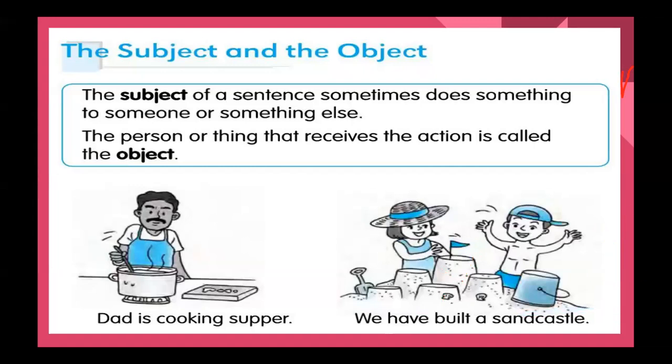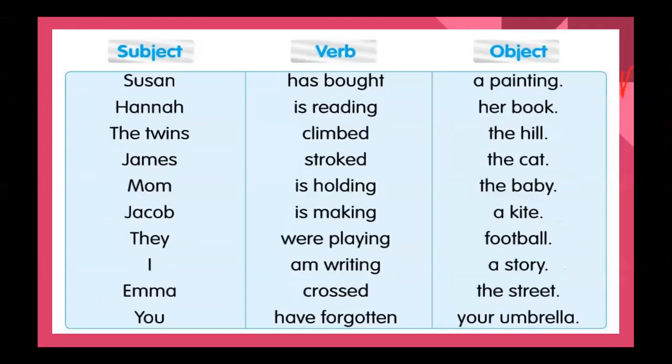Now let's move on. Here some sentences are there. I would like you to read out with me where you will find subject, verb, and object. Yes, please read out. Susan has bought a painting. Okay, bought is the V2 and V3. What is the V1 for bought?